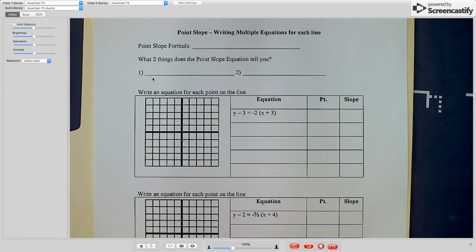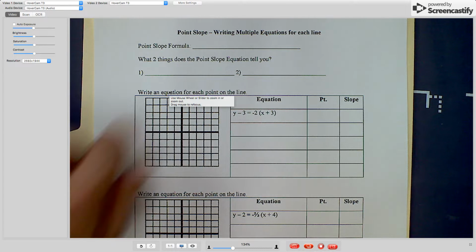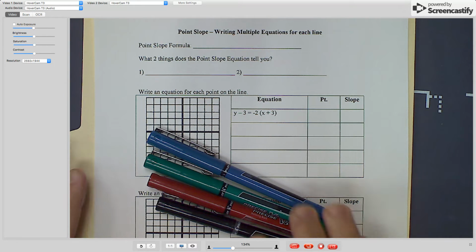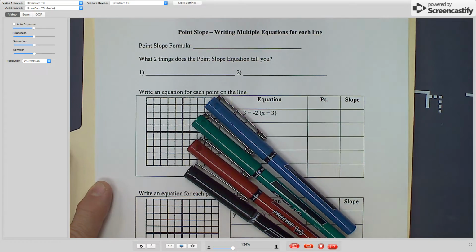All right, today's topic is point slope equations, writing multiple equations for each line. So let's get started. As you'll notice, I have 3 or 4 different colored pens and I've got a straight edge.